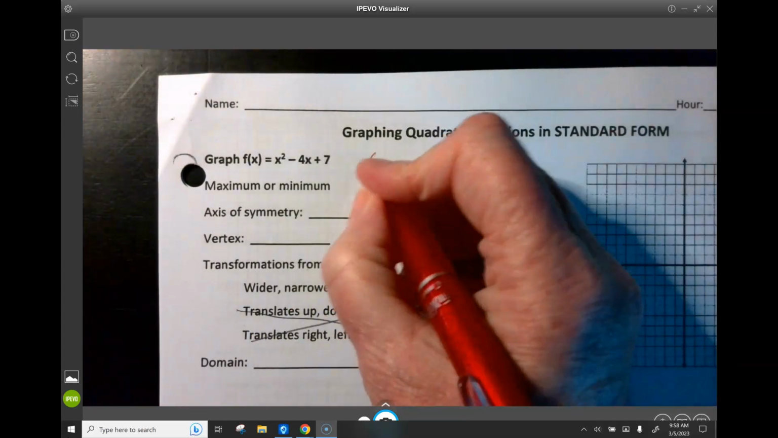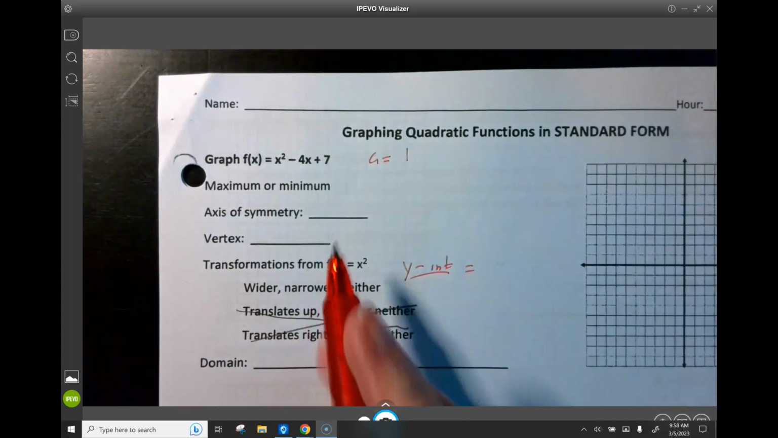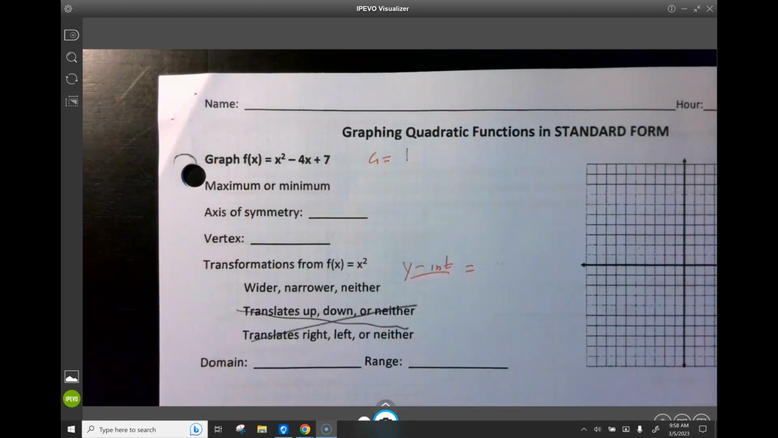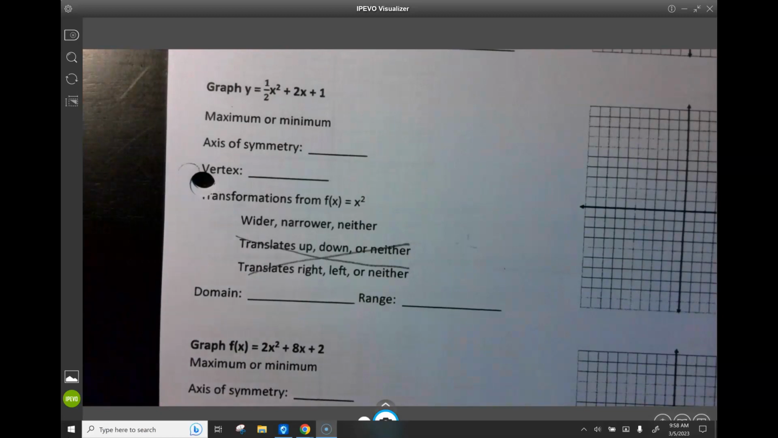Look at this. I'm doing some of your homework. A is 1. So if A is 1, it's neither wide nor narrow. It's just the parent function. So that is just normal. Maybe we should put normal instead of neither. Wide, narrow, or normal. So think of it that way. Okay? Go through and do the rest of it. Graph those. So you should be in good shape. Doing those 6 problems is what we want you to do for homework today.